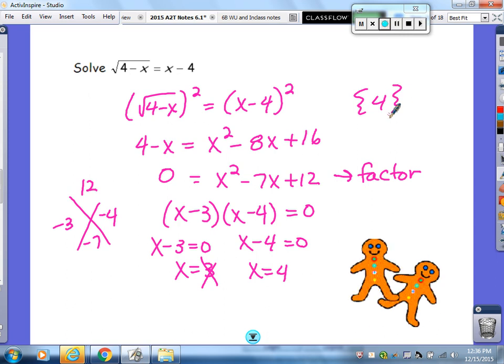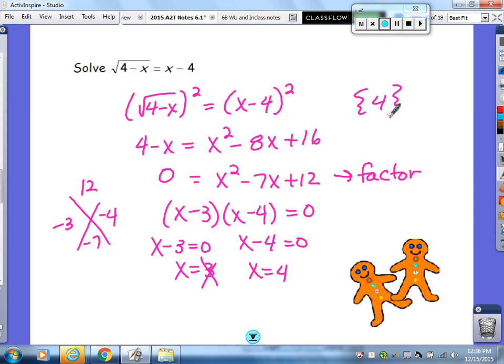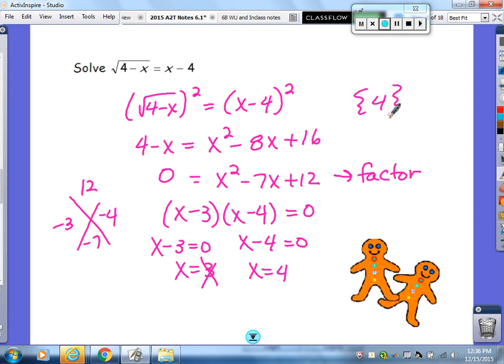So like I said, be careful. You will end up with extraneous solutions in some of these cases. So get in the habit of checking these always.